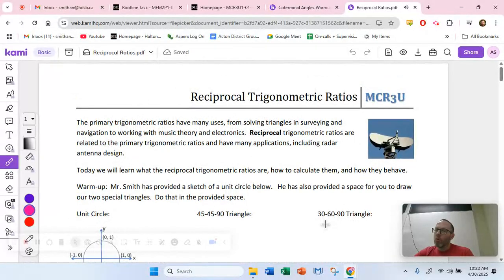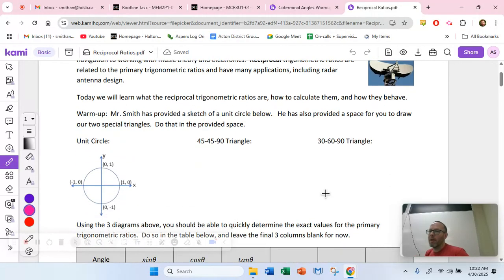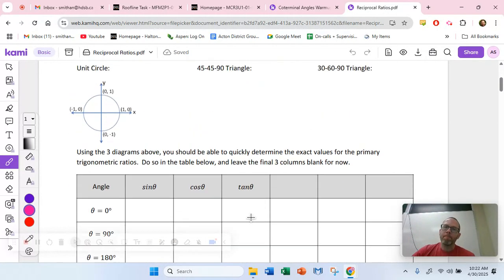All right, and before we dive into these reciprocal trig ratios, we're going to do a bit of a warm-up 2.0. Yes, again, I'd like you guys to draw your two special triangles, and we're just going to get another list. We're going to have an almost exhaustive list of all the trig ratios that we should know exact values for. Now, I'm going to suggest a change here. You guys can add this to your sheet.